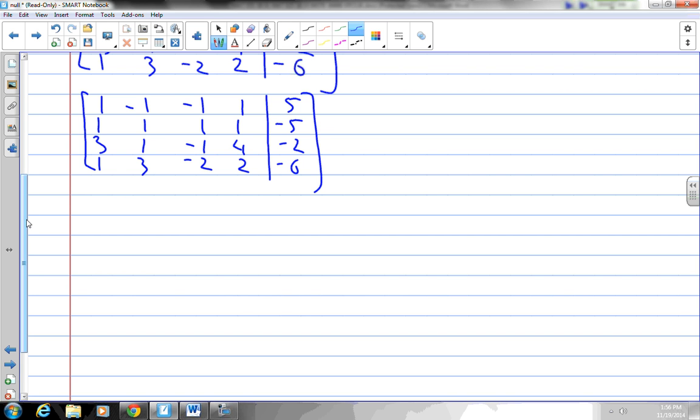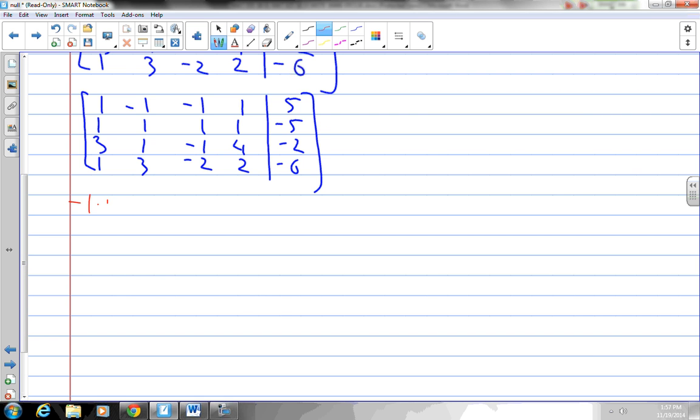So now I'm going to do what? Row 1, the first row times negative 1, add to the second row. Row 1 times negative 3 added to the third row. Row 1 times negative 1 added to the fourth row. So basically, minus 1, minus 3, minus 1. That's how you want to do that, right? So I'm going to do 3 operations.